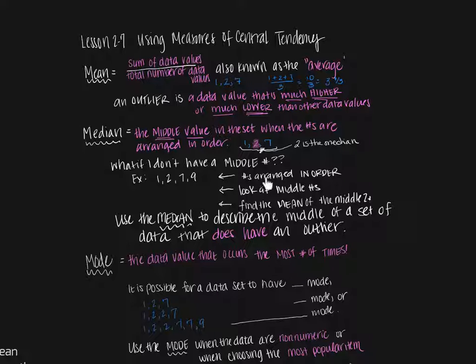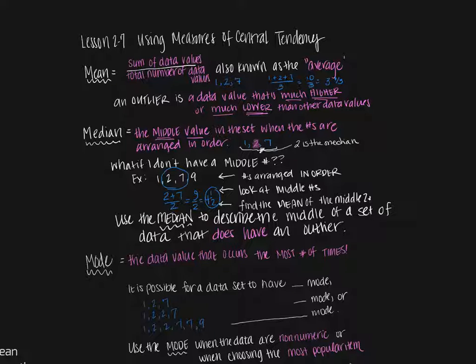The first thing to do is to make sure that your numbers are arranged in order. The second thing is to look for the middle numbers. What are my 2 middle numbers? In this situation, I have 2 and 7 that are my middle. And then I end up needing to find the mean of the middle 2 numbers. Mean is simply the sum of those data values divided by the total number. So 2 plus 7 divided by 2 equals 9/2 or 4.5. So my median of 1, 2, 7, and 9 is 4.5 years.